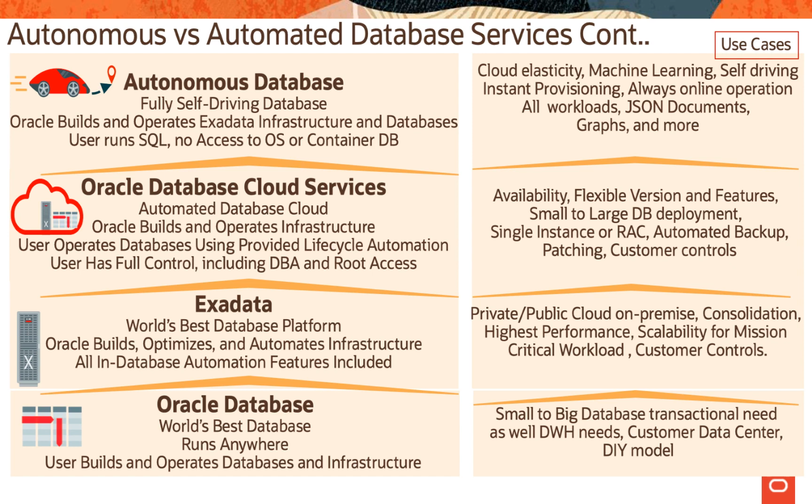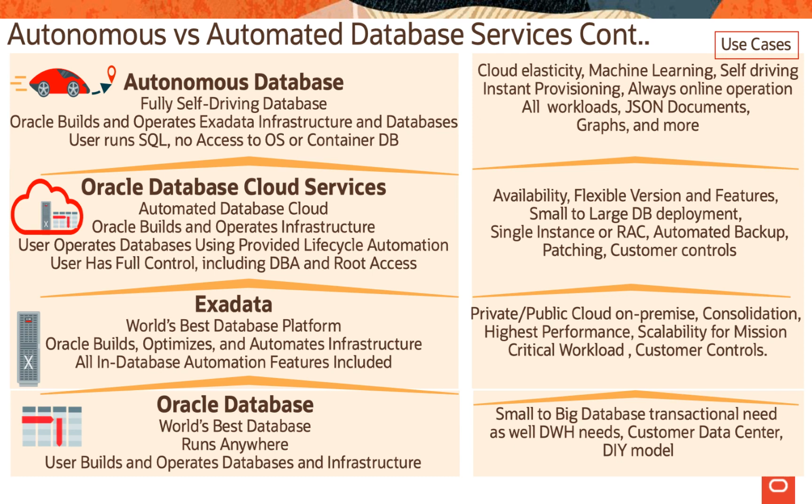When it comes to autonomous versus automated database service comparison, the use cases for autonomous database are mostly where you need cloud elasticity, machine learning, or self-driving, instant provisioning, always-online operation. It supports all sorts of workloads, including JSON, documents, graphs, and more. They are a very good fit for autonomous database. Oracle Database Cloud Service, as we see in VMs, bare metal, Exadata cloud service or Exadata cloud at customer, provides you great availability, flexible versions, and features appropriate for small to large database deployments, whether single instance or RAC, with automated backups, patching, and customer control. So the difference between customer control versus Oracle control is something we have to keep in mind.